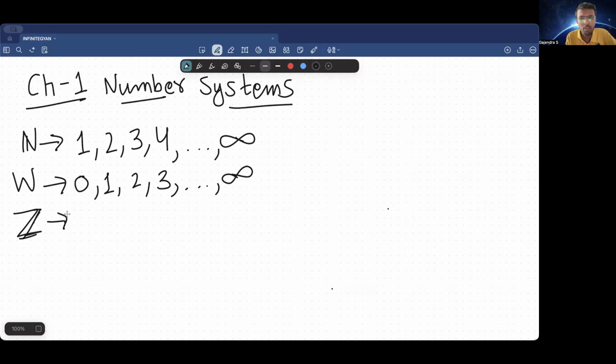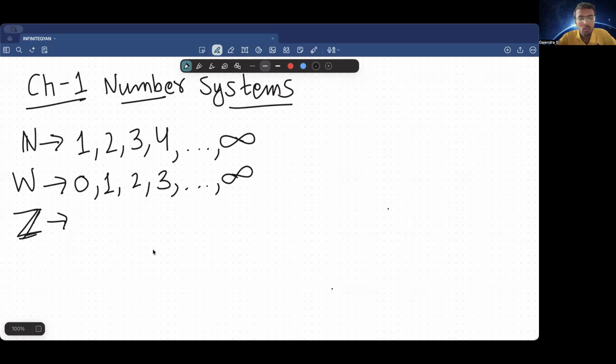Someone might ask: why do you represent integers by z, and not by i? We represent integers by z because in the German language, Zahlen means integers. So that's why we use this letter, z, for integers.